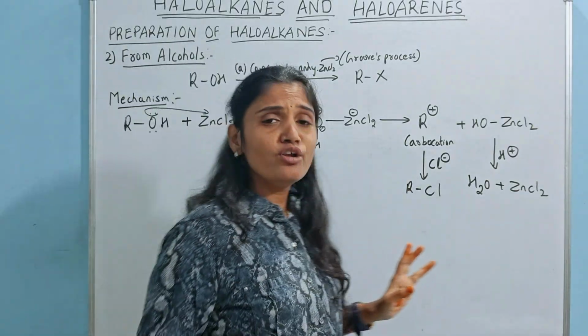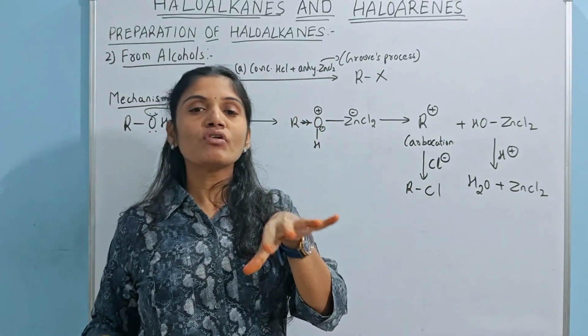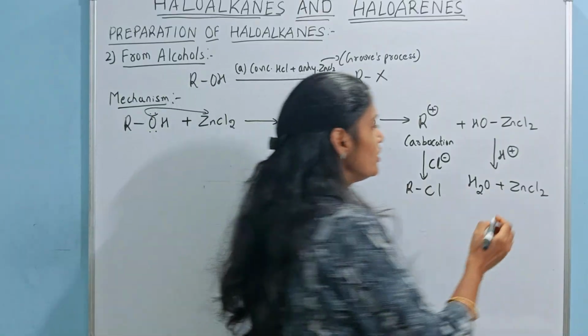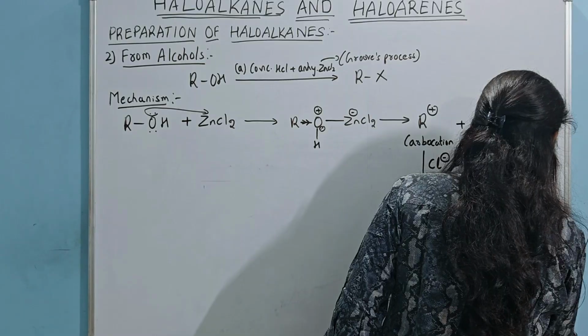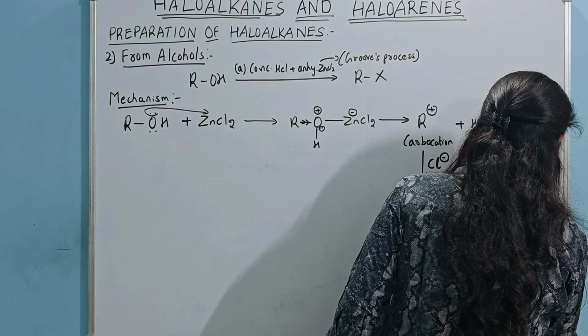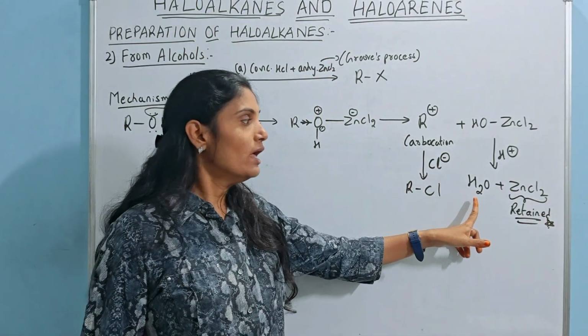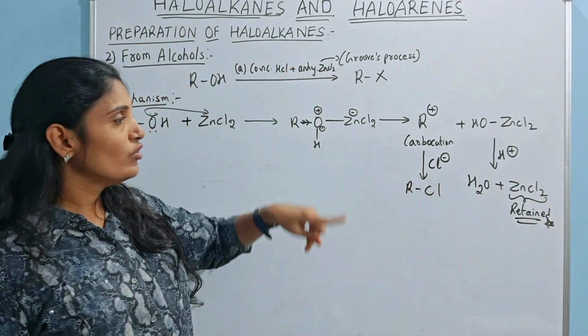You would have studied in your previous classes that the catalyst is never consumed in the reaction. At the end of the reaction, you will get back your catalyst. You can retain your catalyst. Okay, what is the byproduct formed here? H2O. ZnCl₂, we use it as a catalyst.